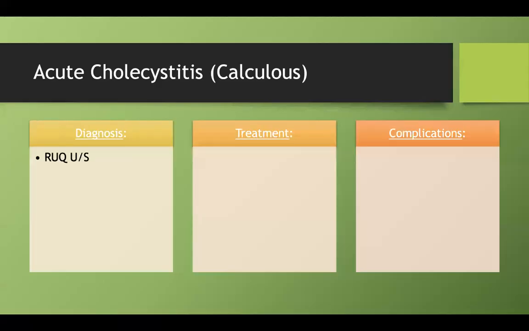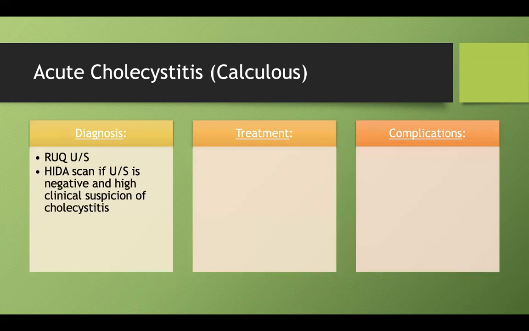So how is this diagnosed? Just like you're going to see very commonly, a right upper quadrant ultrasound can diagnose some of these gallstone-related diseases. You might have to use something called a HIDA scan. Let's say you have a very high clinical suspicion.